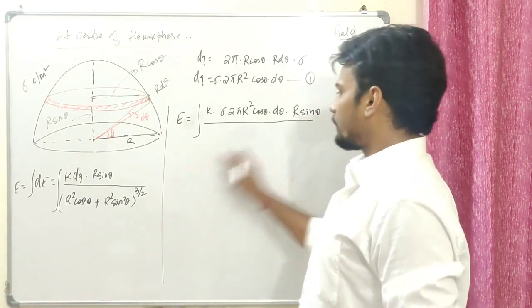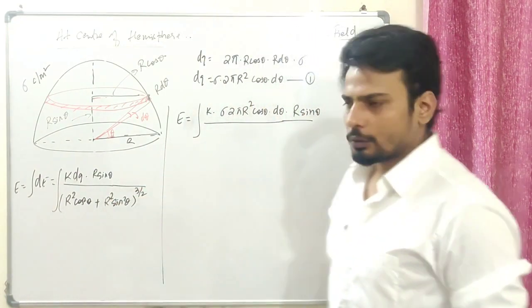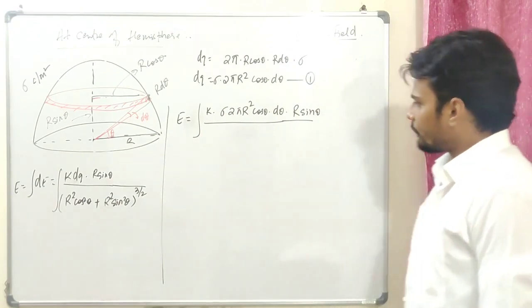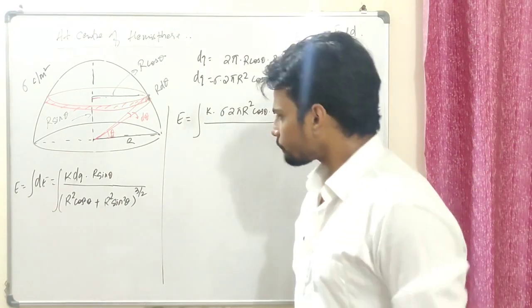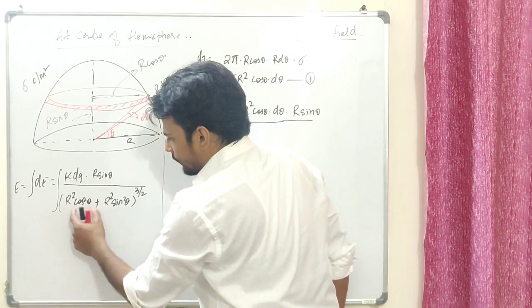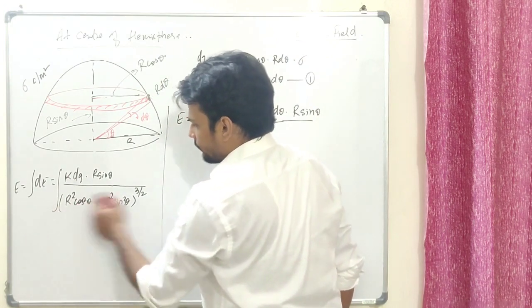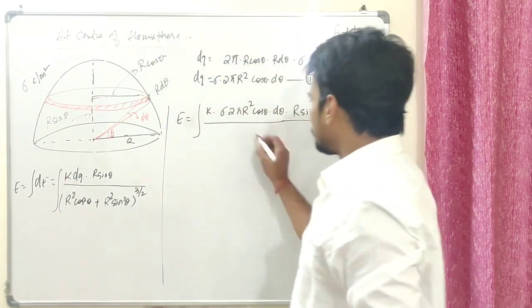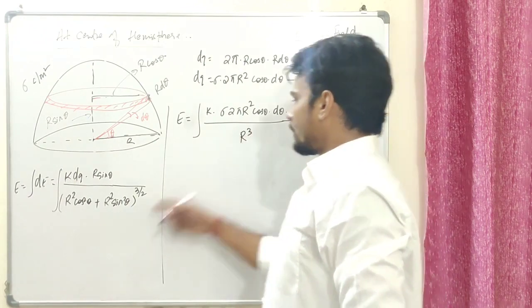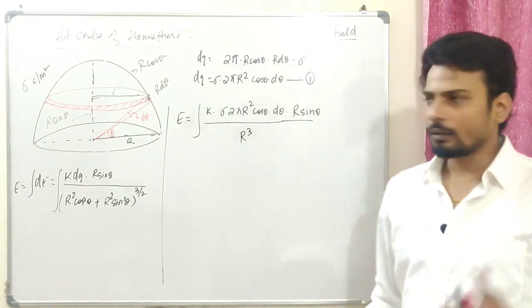I need to put that. A lot of people miss out on this thing. Make sure you don't make the same mistake that your friends and sister have made. Over here, r square coming out, power 3 by 2, r cube right away, because sin square theta plus cos square theta is going to be 1.